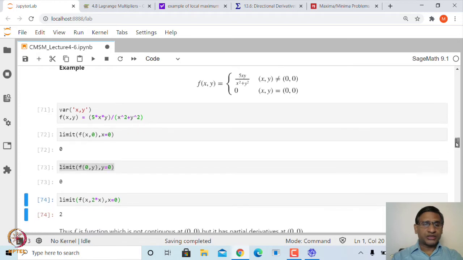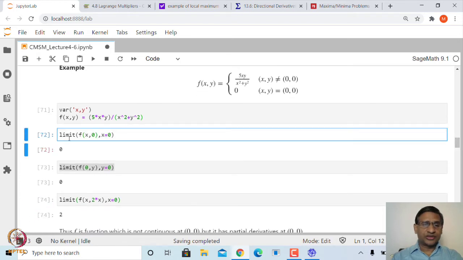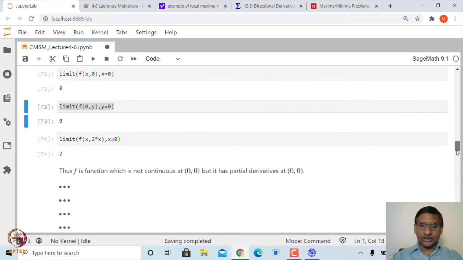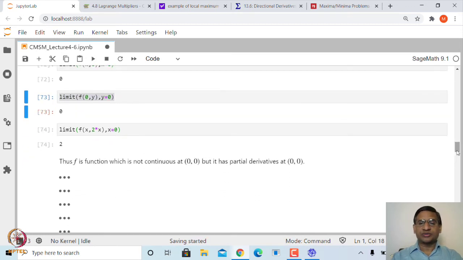However, this is actually the partial derivative of f with respect to x at (0,0), and this is the partial derivative of f with respect to y at (0,0). Both these things exist, whereas the function is not even continuous. So you can have a function which is not continuous at some point, but still it has partial derivatives. Okay, right.